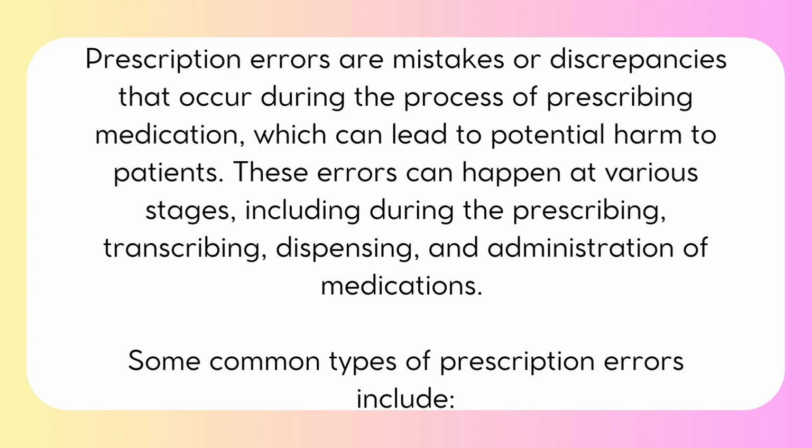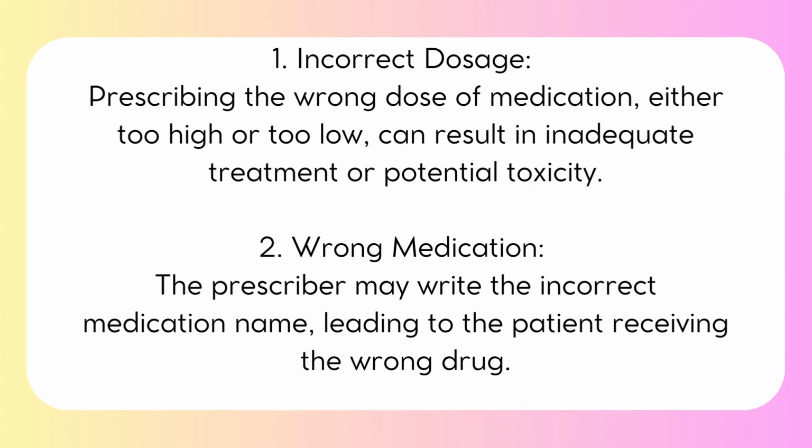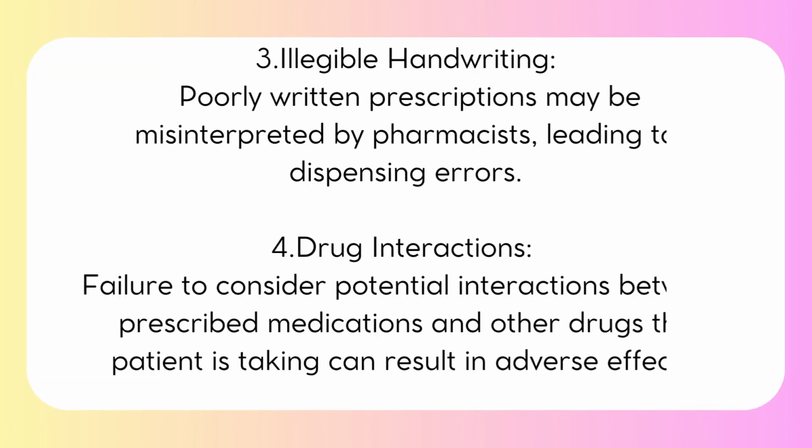Some common types of prescription errors include: first, incorrect dosage. Prescribing the wrong dose of medication, either too high or too low, can result in inadequate treatment or potential toxicity. Second, wrong medication. The prescriber may write the incorrect medication name, leading to the patient receiving the wrong drug. Third, illegible handwriting. Poorly written prescriptions may be misinterpreted by pharmacists, leading to dispensing errors.